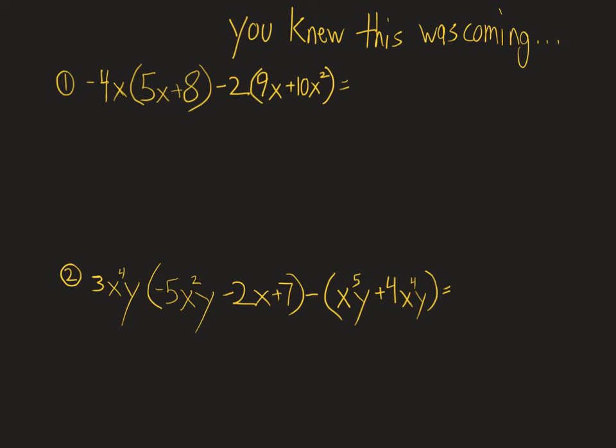All right, let's do this. I'm distributing, and I've got a -20 x squared minus 8 times 4, 32x. I'm going to do the same thing here. -18x minus 20x squared. Details, details, guys.